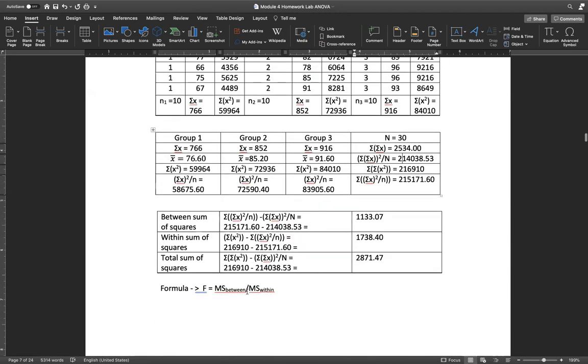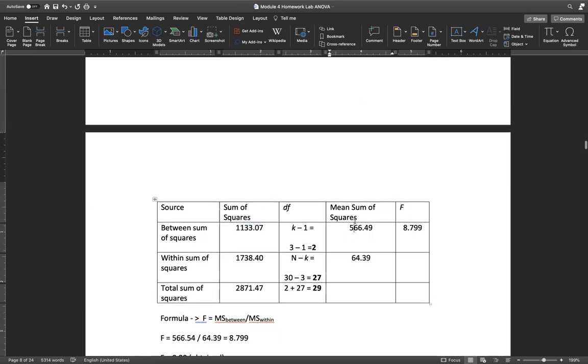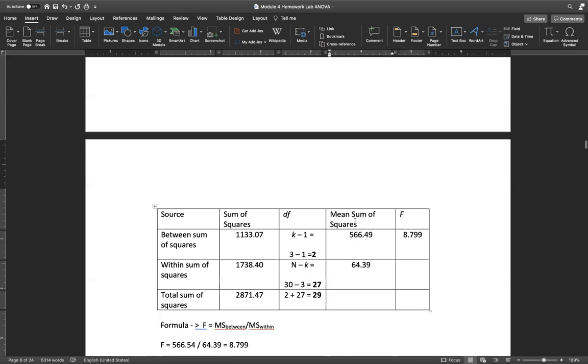Now, my F score is going to be my mean squares between divided by my mean sum of squares within. So that's going to be this number divided by this number, and that'll give me my F score. So when I calculate that out, I get an F score of 8.799. All right, so this is my sum of squares. This is my mean sum of squares. And then I calculate this out.